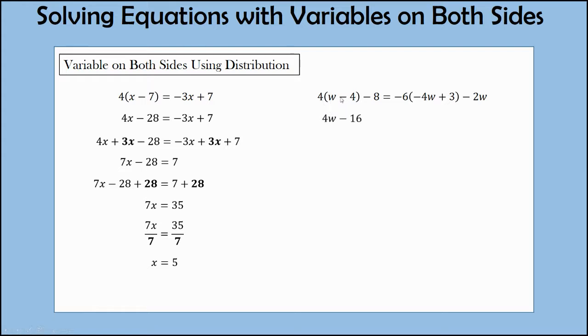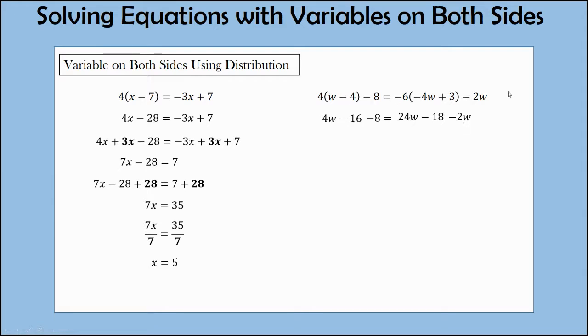So that's going to give me 4w minus 16. And then I still got the minus 8 there. So my left side now becomes this. My right side, I'm going to distribute that negative 6 through that parenthesis. So negative 6 times negative 4w is positive 24w. Negative 6 times positive 3 is negative 18 or minus 18. And then I still got the minus 2w there at the end.